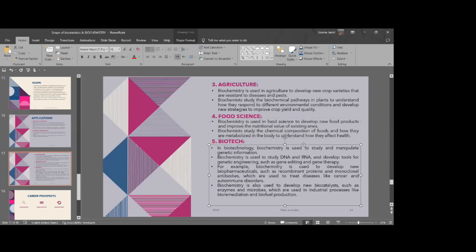Next is the biotech. In biotech, biochemistry is used to study and manipulate genetic information. Before I go into its detail, I would like to give an example of antibiotics: in biotech, how do we produce antibiotics? If any of the students know, can you please respond?